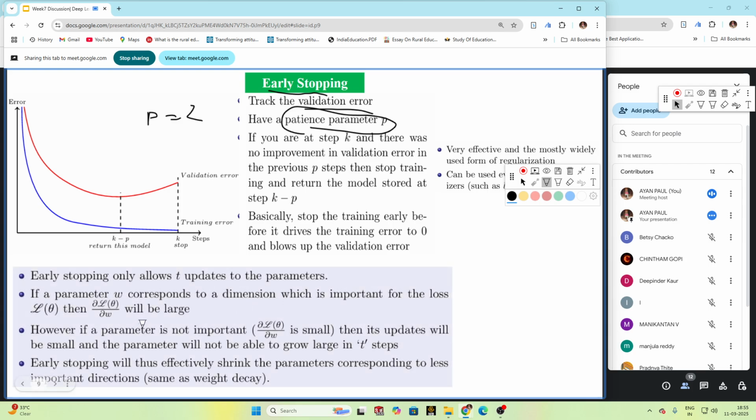Now, as we are doing early stopping, it will ensure that there are some parameters which are important parameters. This del L theta by del W, or the gradient, will be small if the parameter is not important, and it will be large if the parameter is more important. By that it will update the weights. So if we stop our training early, only the important parameters will get proper updates, but the parameters which are not that important will not get proper updates. That is again a way of explaining early stopping. We will do a question on early stopping also, so there it will be more clear to you.